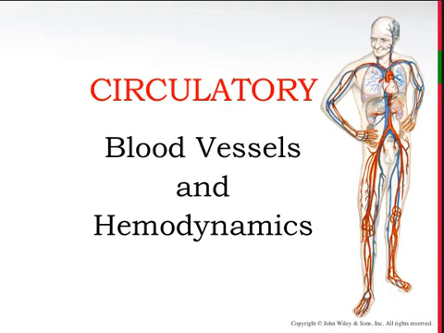Okay, so we need to start our third and final chapter within the circulatory system. This chapter is going to look at blood vessels and hemodynamics. So we're going to look at structure and function of blood vessels. We're going to compare the arterial side versus the venous side. We'll talk extensively about the capillaries and what happens there.